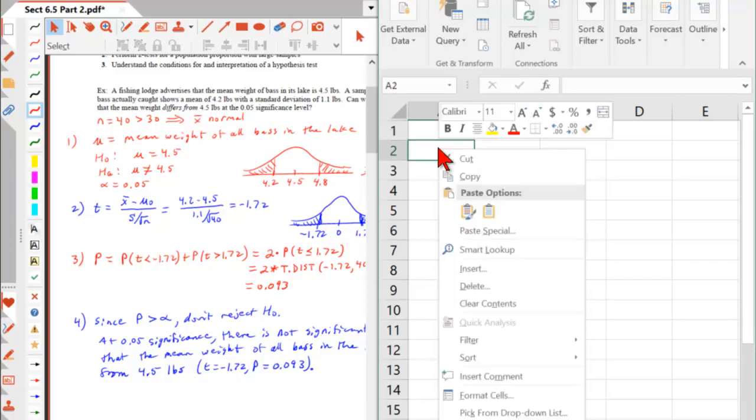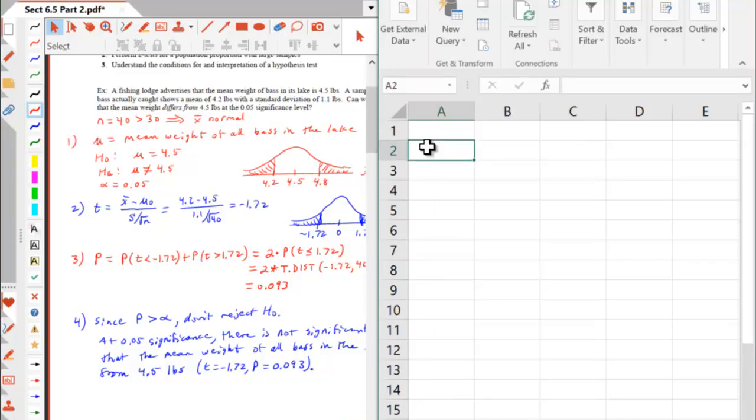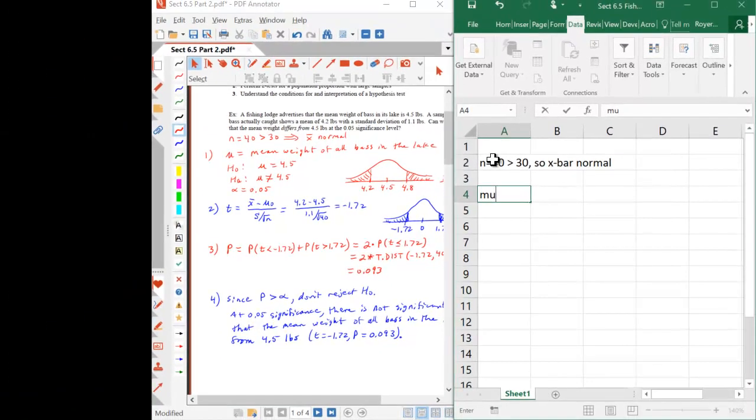So here's how I might do my homework if I were doing it on Excel. I could say that n equals 40 is greater than 30, so x bar is normal. And then we're going to have a series of expressions here. So I'll make labels in column A and then their values in column B. I guess one more statement: mu is going to be the mean weight of all bass in the lake.